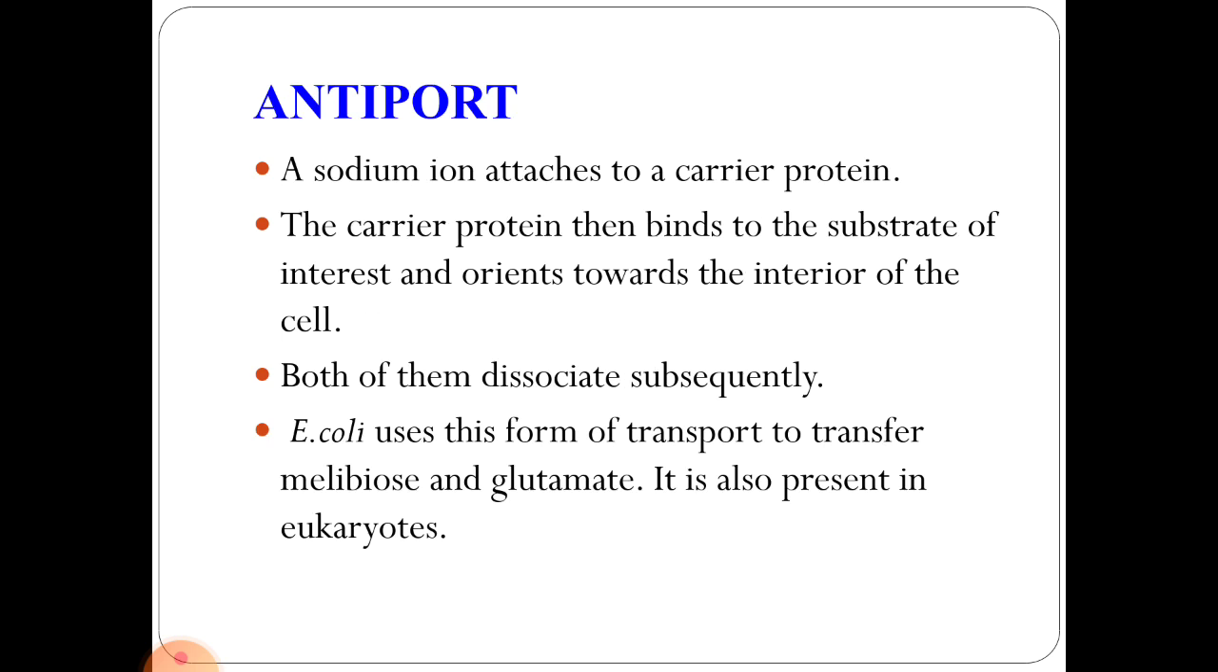The sodium ion goes to a carrier protein. The carrier protein then binds to the substrate of interest and orients towards the interior of the cell. Both of them then dissociate subsequently. E. coli uses this form of transport to transfer melibiose and glutamate. It is also present in eukaryotes.